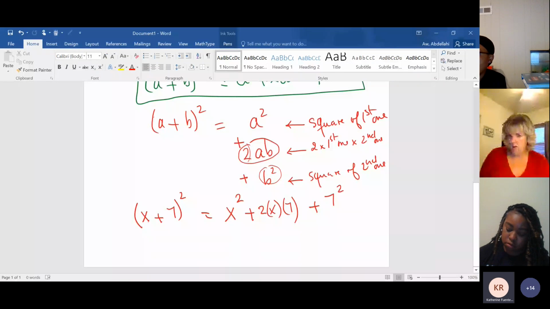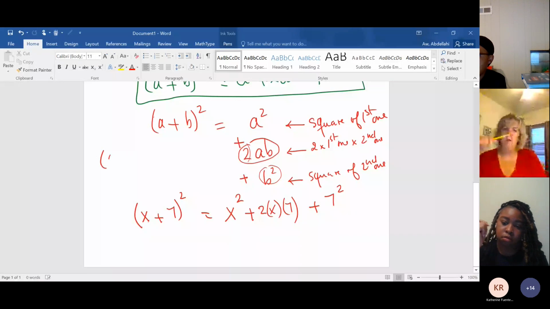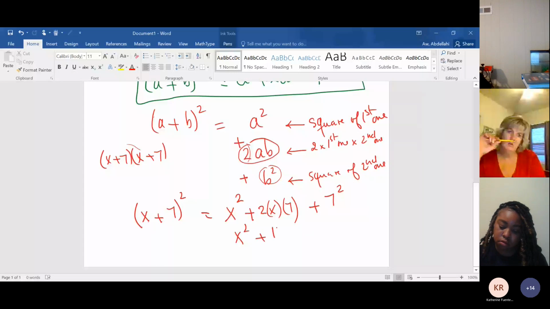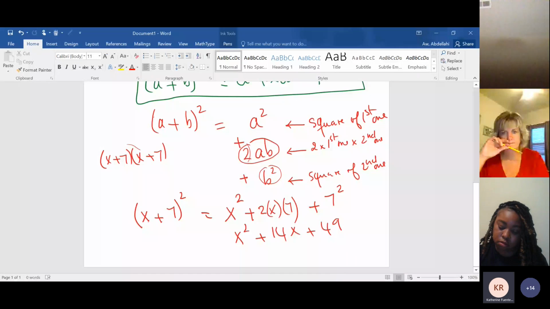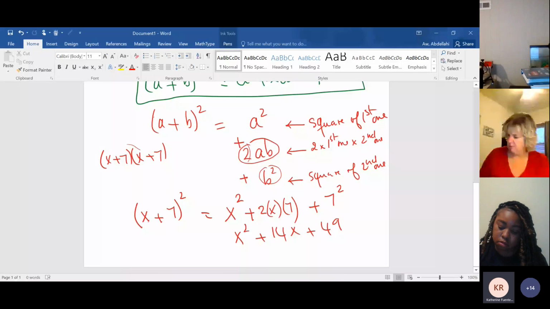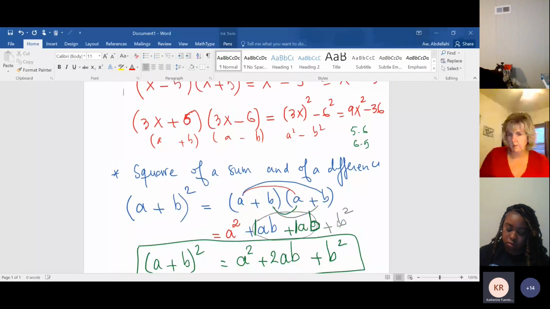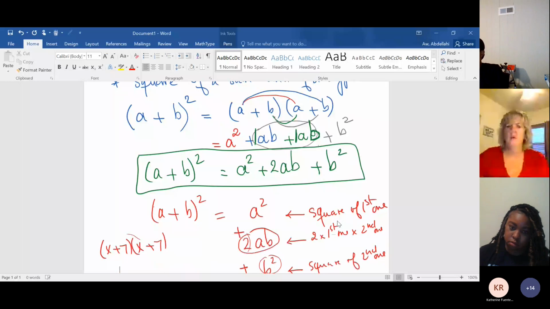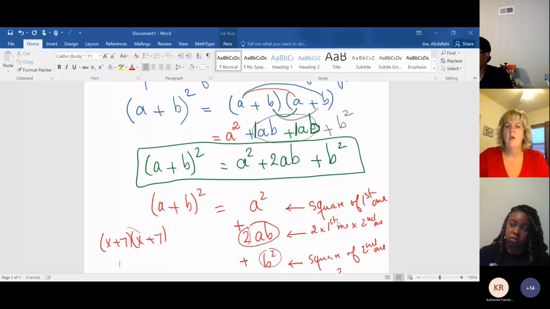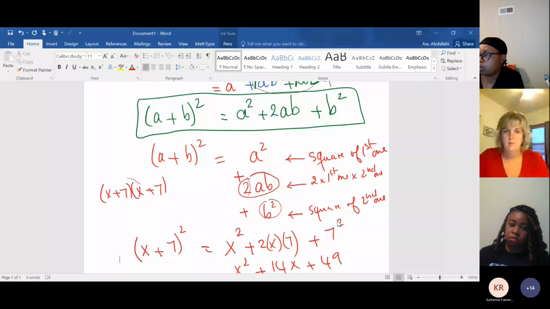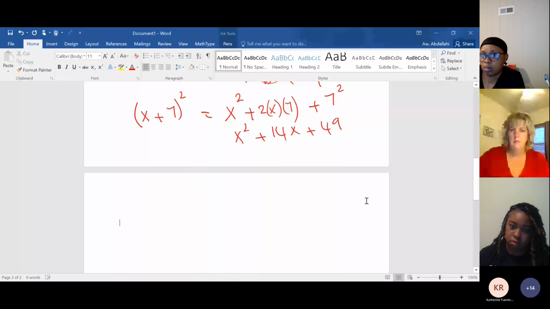If you know the formula, it allows you to go faster. If you don't know the formula, you have no choice but to do x plus 7, parentheses, x plus 7, and then do the stuff. It's going to be x squared plus 14x plus 49, right? You always do 2 times x times 7 for the middle term. The middle term is what we call the double product, which means you multiply the two of them and then you double that. Only the middle one, right?